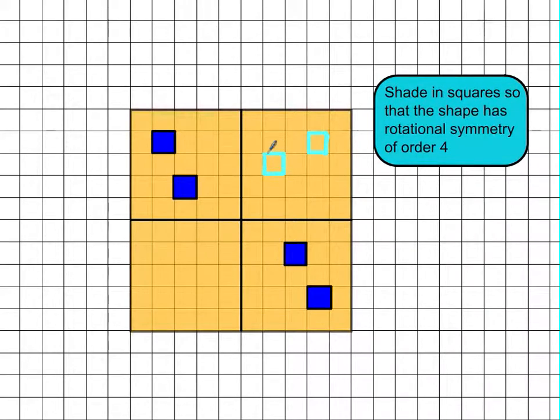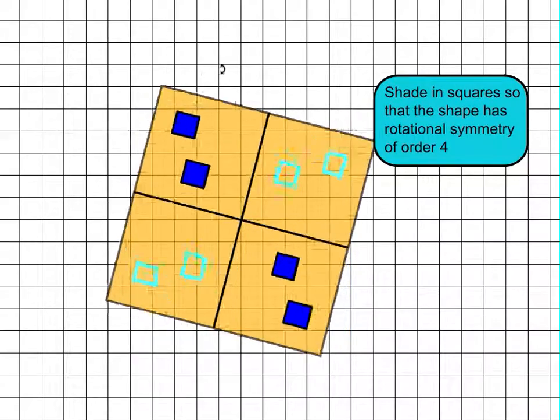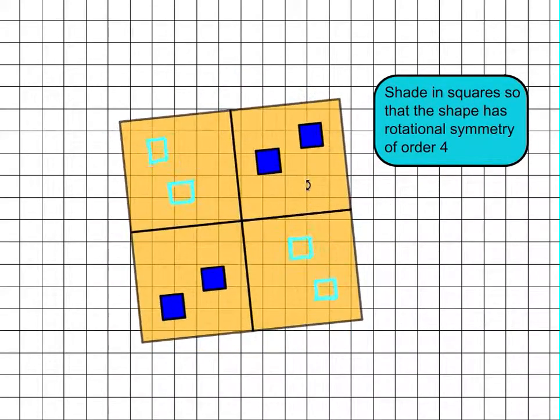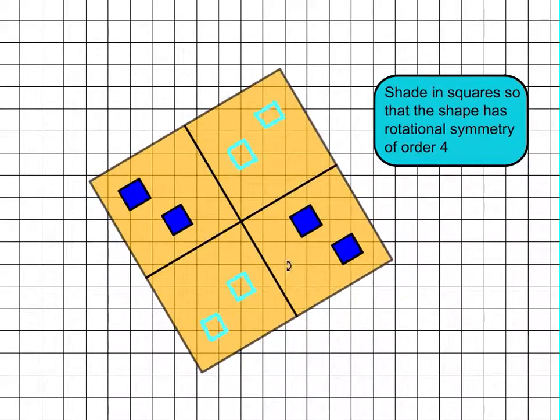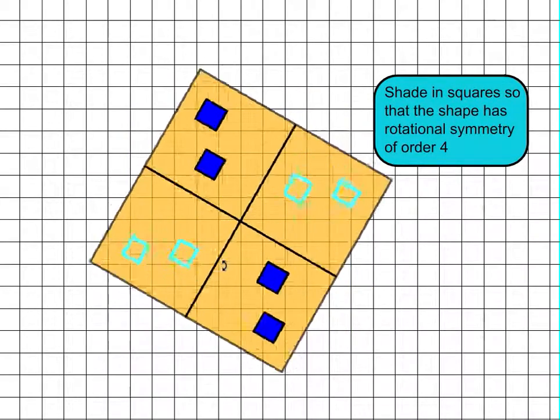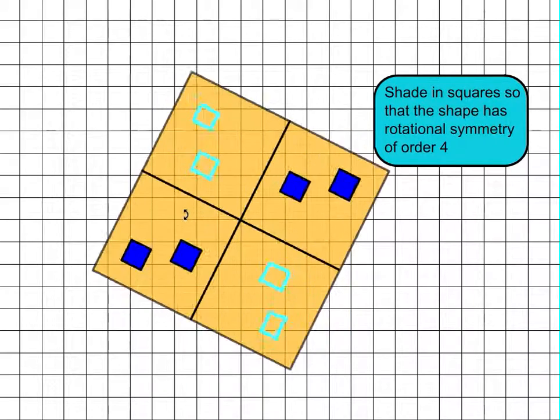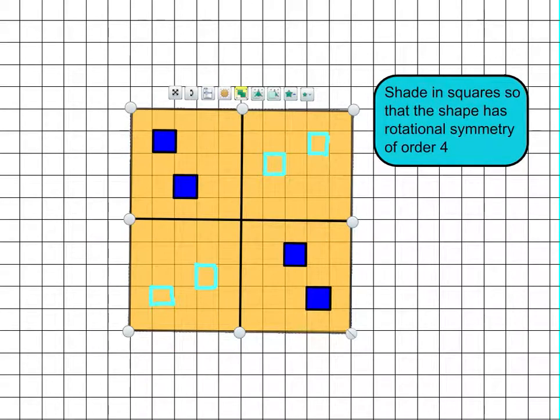But of course, we need to do 2 more squares in the bottom left corner. So one is going to go here, like that. The other square is going to go here. Now, when we rotate this, we should see that the squares move to the correct position around. 1, 2, 3, and back to the starting position. 4. Okay, that's all you need to know on rotational symmetry.